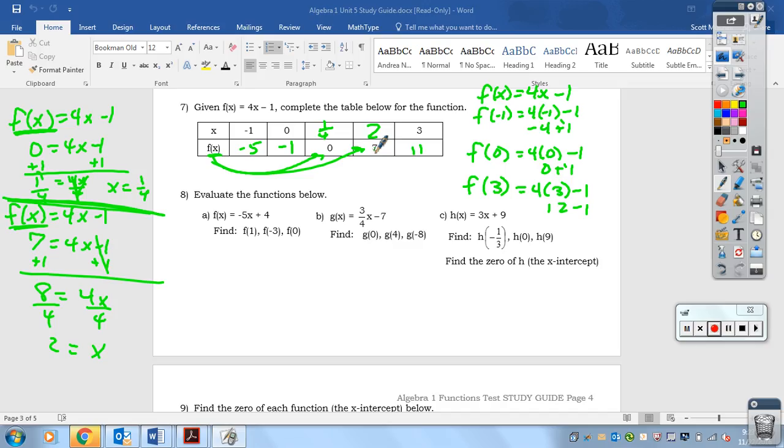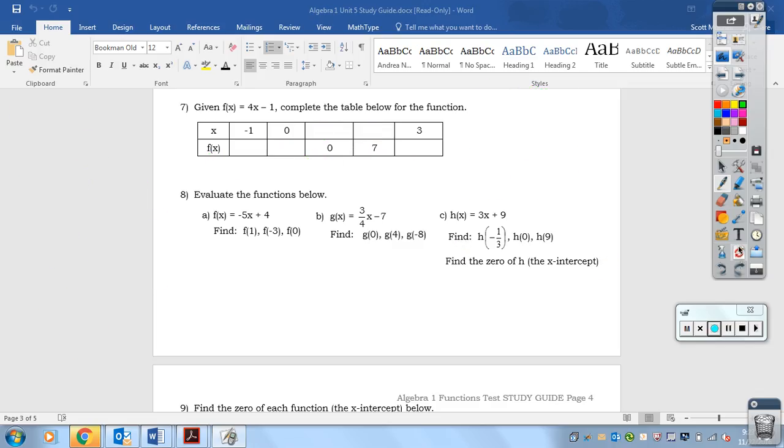Number 8 is very similar to number 7, except a little more straightforward. It's just telling you to evaluate for A, evaluate for B, and evaluate for C with a little bit extra for C. So let me get rid of some of this mess on the side, so I have enough space to do some of these problems.